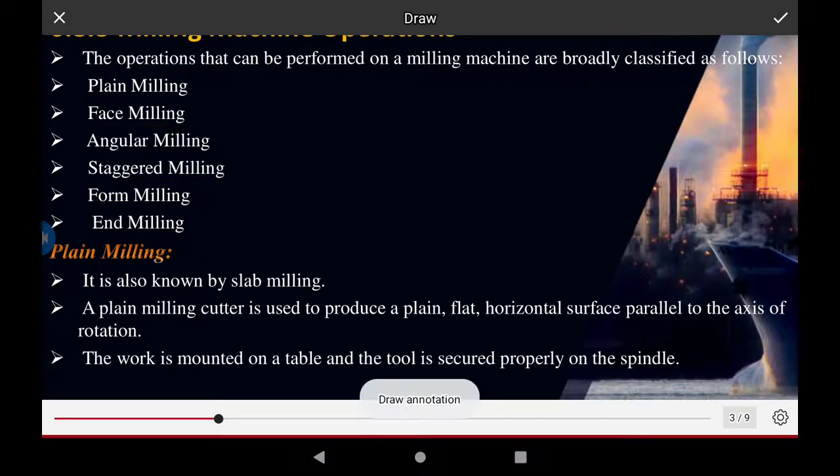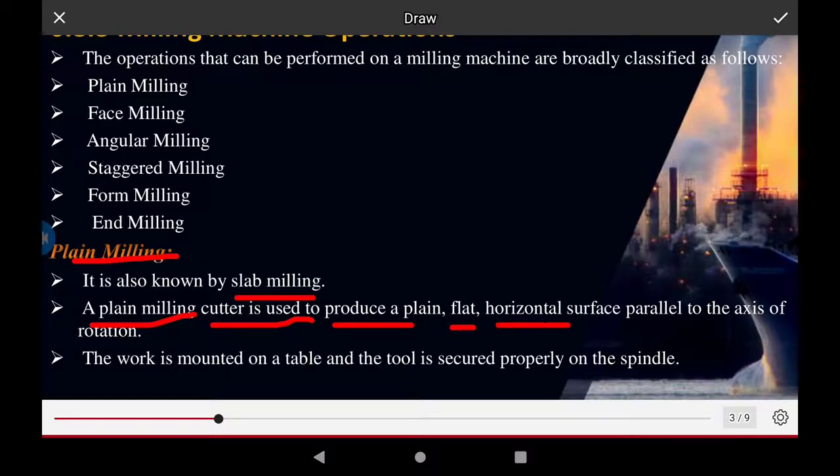Presented in detail. The plain milling machine is also known as slab milling. A plain milling cutter is used to produce a plain, flat, horizontal surface parallel to the axis of rotation. The workpiece is mounted on the table and the tool is secured properly on the spindle.